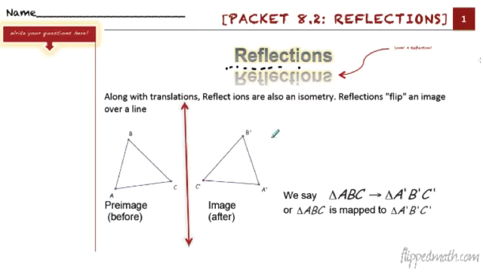You're going to have to pause it because yours is kind of blank. So we're going to start at the top. We're going to review what an isometry is. Remember, an isometry is where your image is congruent to your pre-image. Same size, same shape.